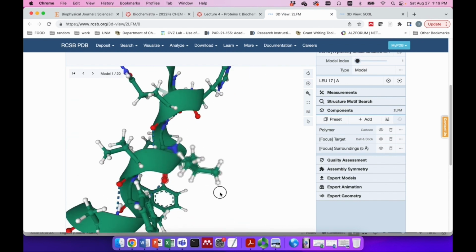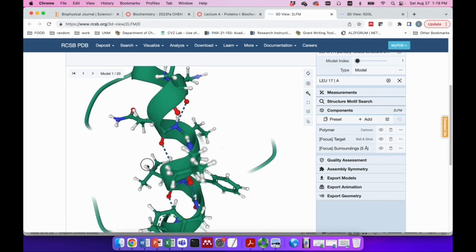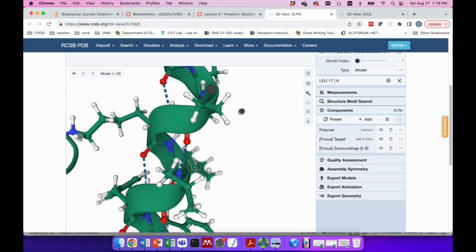So let's take a look. I can see, here's the backbone of the peptide, here's the side chain sticking outside of the amino acid, and if I look, I can see some of these hydrogen bonds stabilizing the alpha helix.